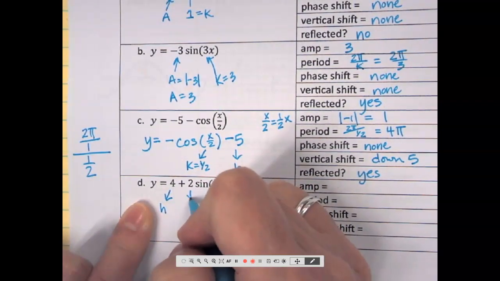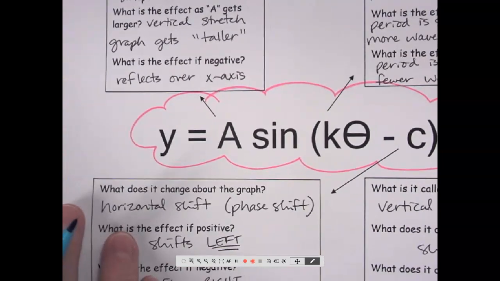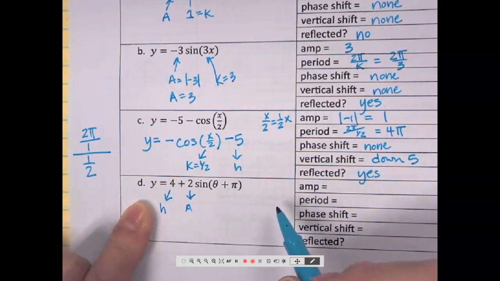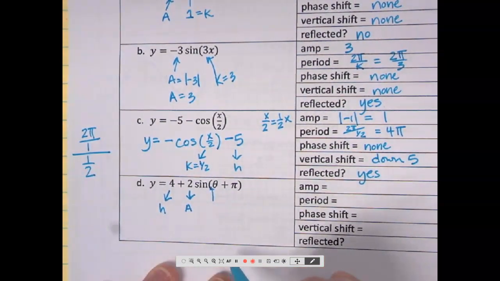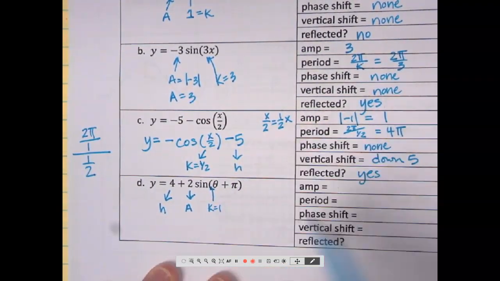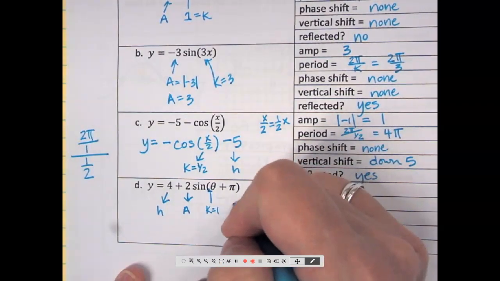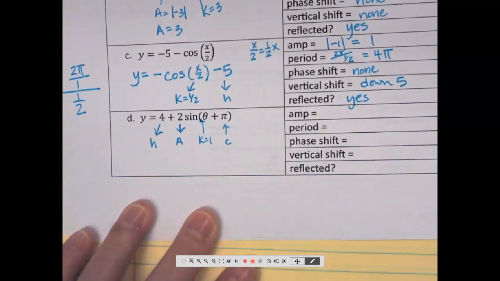This number is what? In terms of all this stuff. A. Right there in front of theta is the K. So K is just 1. And then this plus pi, I have a C on this one. So this is C. Okay, so let's put it all together.